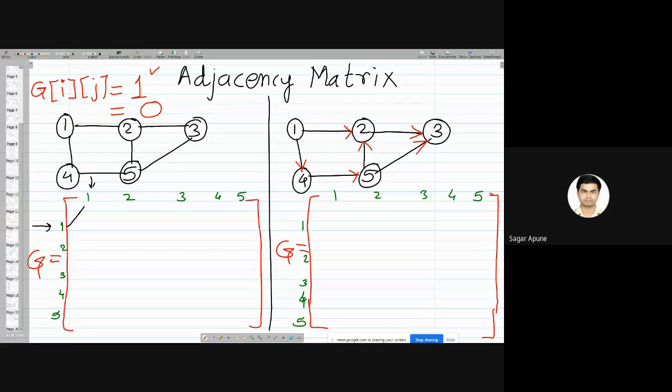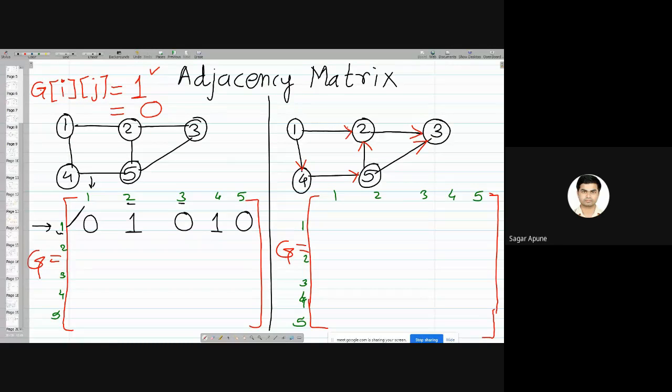So 1, 1. No self loop, so put 0. Start from row 1: 1, 2 connection is there, so put 1. 1, 3 no connection, no edge, so put 0. 1, 4 edge is there, so 1. 1, 5 no edge, so 0. Okay, it is very easy.